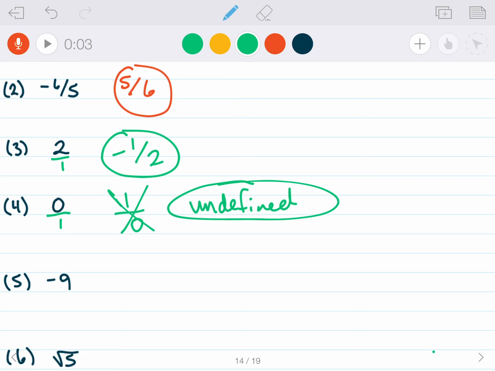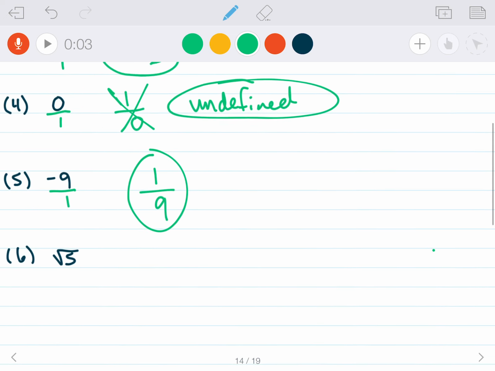Negative 9. It's understood to be over 1, right? Any number by itself is understood to be over 1. So flip it, 1 over 9, change the negative to positive. That's the opposite reciprocal. Root 5. That's understood to be over 1. Flip it, 1 over root 5, change the sign to negative since it was originally positive. So that's what I mean by opposite reciprocals, okay?